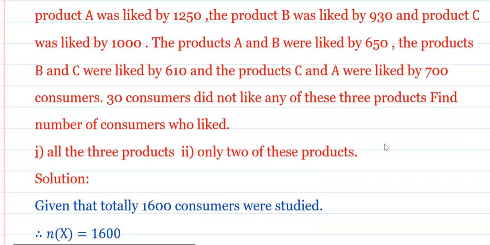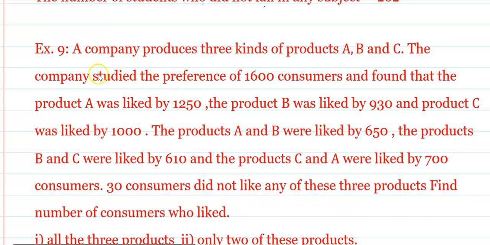Okay. Now the next problem. A company produces three kinds of products, A, B, and C. The company studied the preferences of 1,600 consumers and found that the product A was liked by 1,250, the product B was liked by 930, and the product C was liked by 1,000.